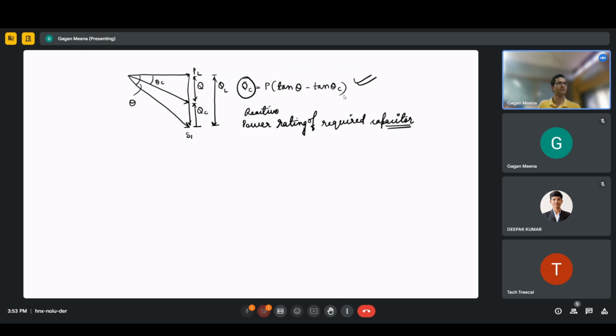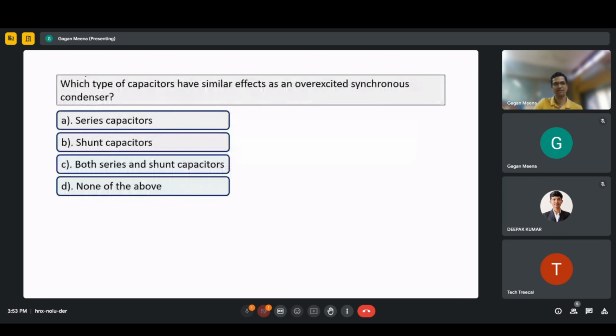Do you have any doubt? Shall we start with questions? Yes, sir. We should start. This is the first question. Which type of capacitors have similar effect as an overexcited synchronous condenser? Which one is the correct answer? Sir, shunt. Yes.